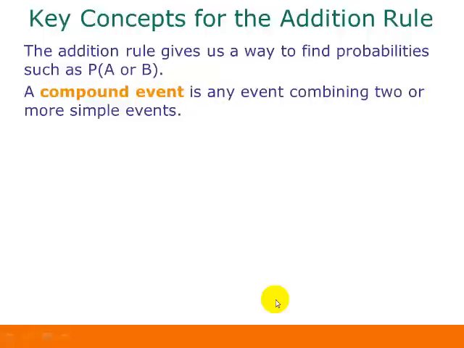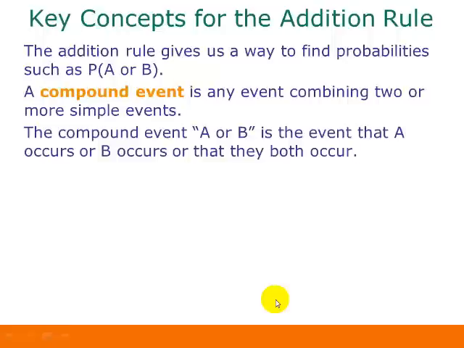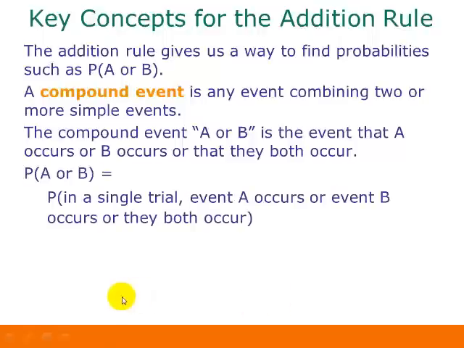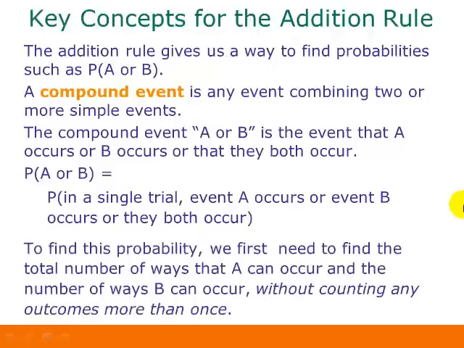When we say A or B, this is a compound event. It's any event that combines 2 or more simple events. The compound event A or B is the event that A occurs or B occurs, or that they both occur. The probability of A or B is the probability in a single trial event A occurs or event B occurs, or they both occur. To find this probability, we first need to find the total number of ways that A can occur and the total number of ways that B can occur without counting any outcomes more than once.